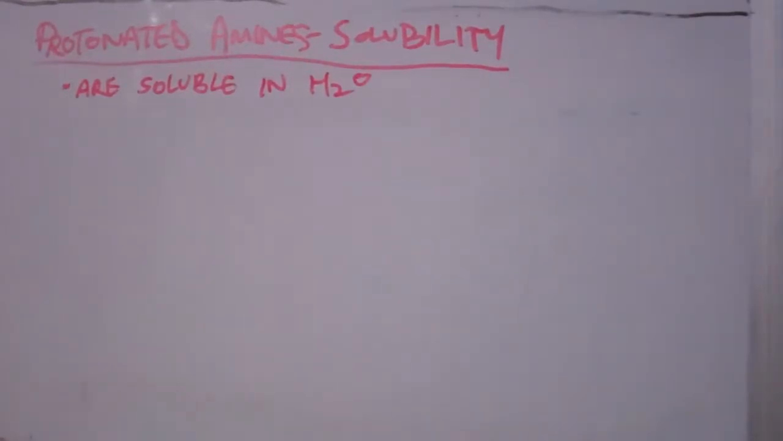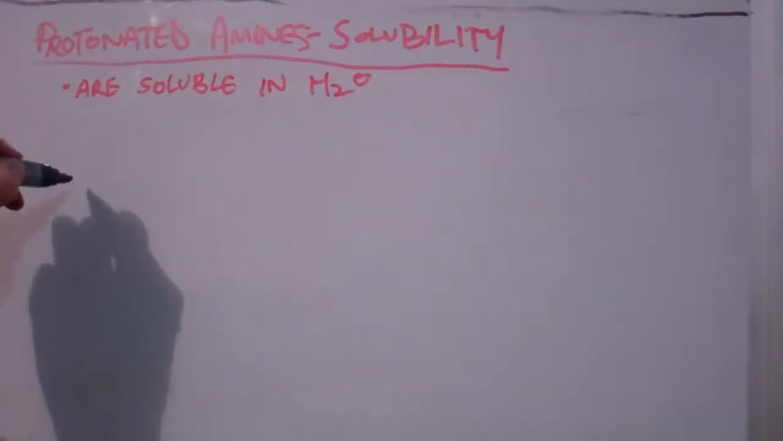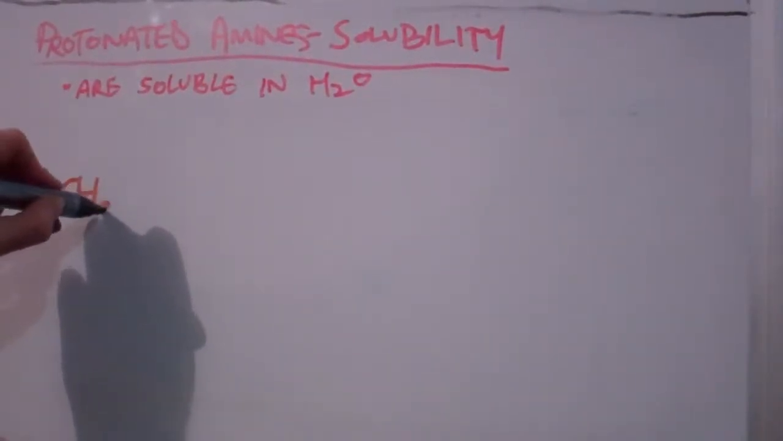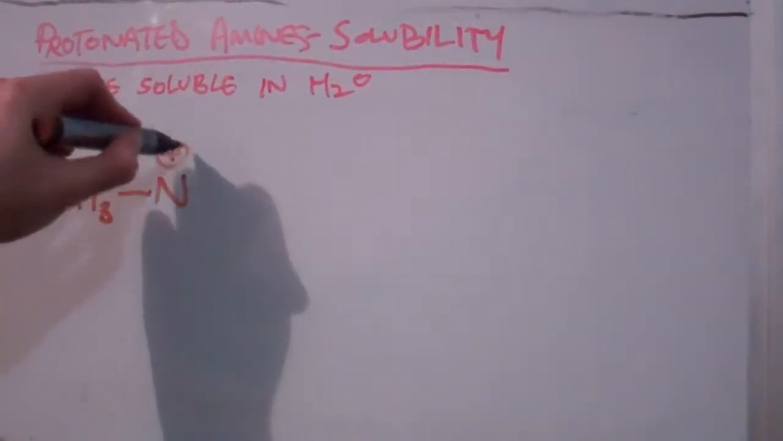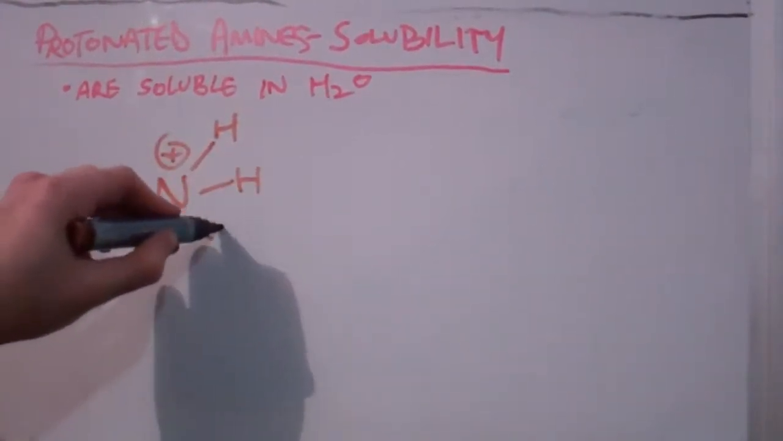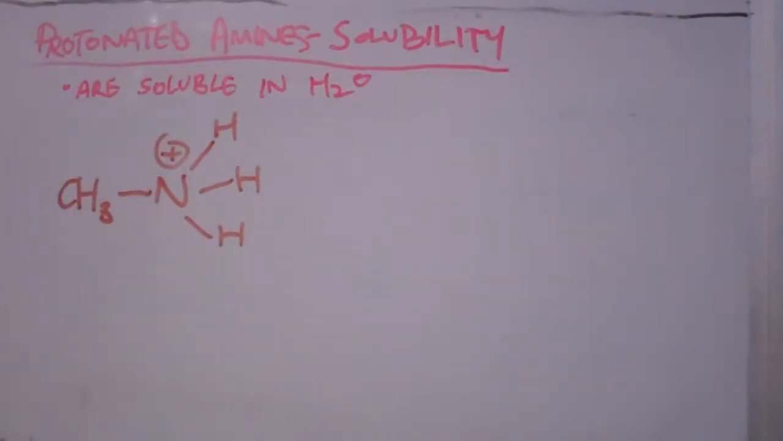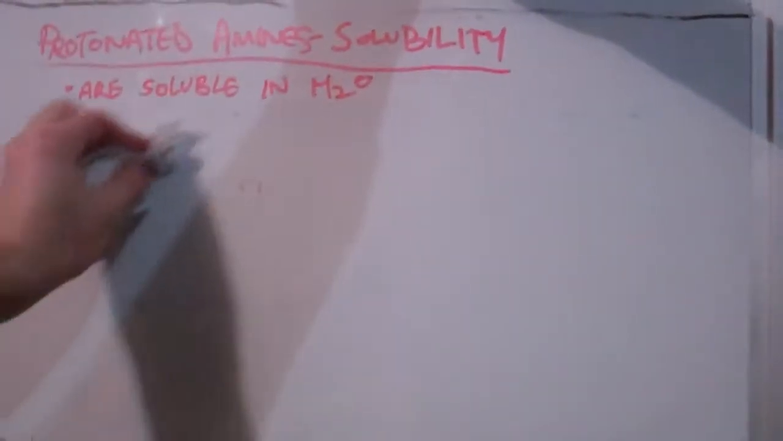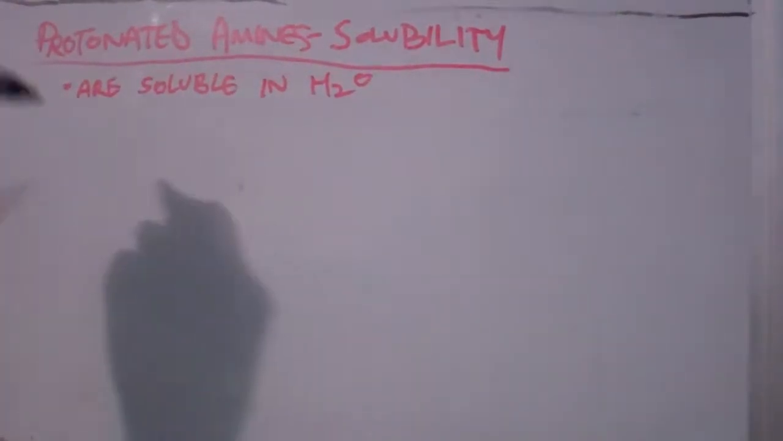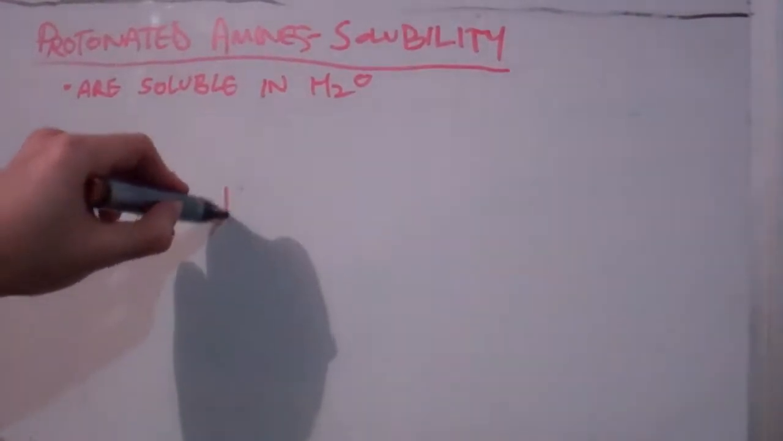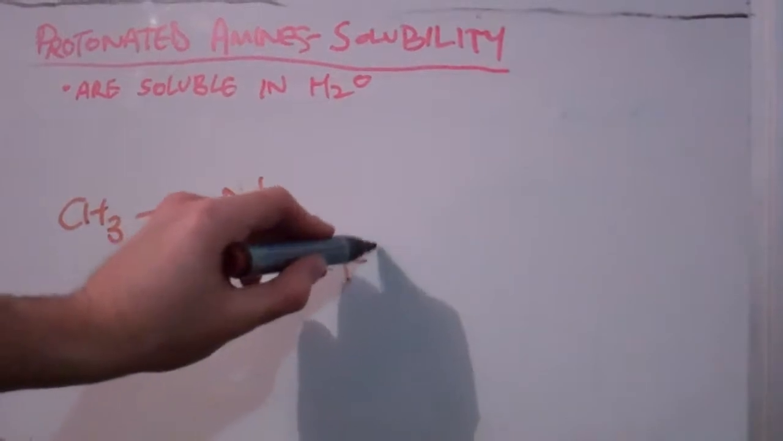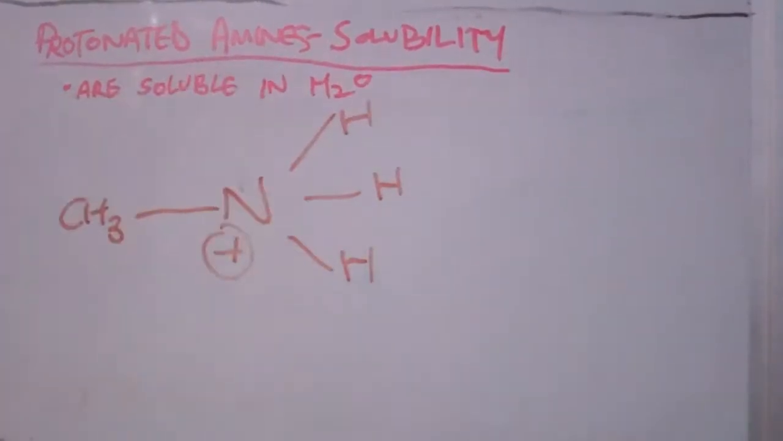So we'll just start off by drawing one. Maybe something pretty straightforward, not to take up too much space. Maybe this. This is the protonated form of methylamine, or methanamine. I probably need to just redraw it so I can actually show you what we're looking at here. Put the positive there.